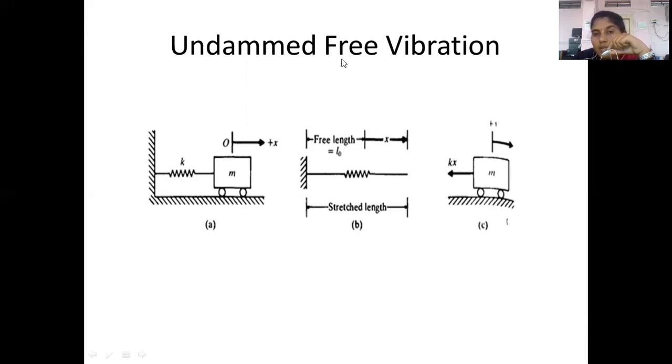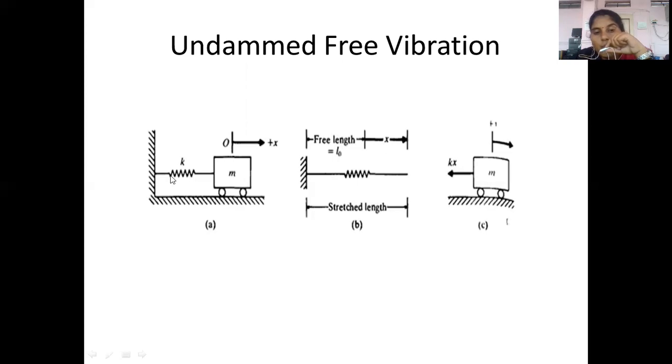So in the case of free vibration, the external force on the system is 0. An undamped system is one where the damping coefficient is 0. And the second one is free vibration, so forced vibration is not there. External force is not applied to the system, so the external force F of T will be equal to 0.